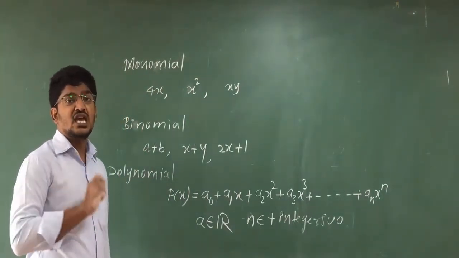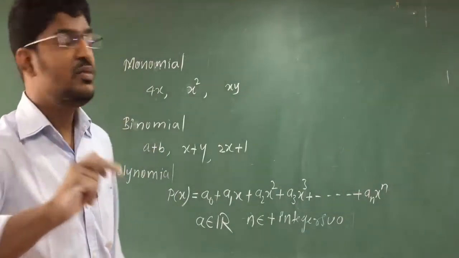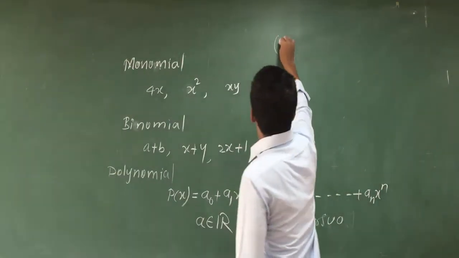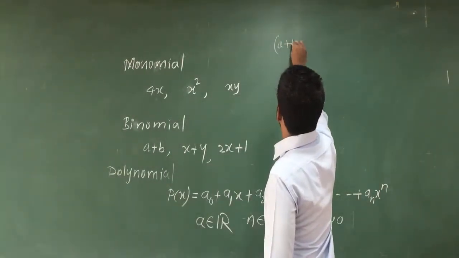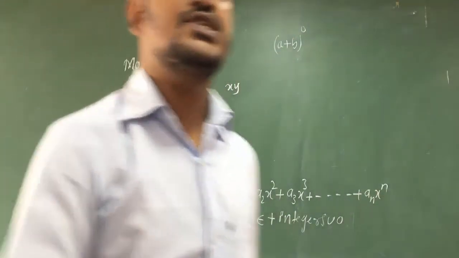Now let us see how to write the expansion of some of these polynomials. For example, see here, you can write (a+b) to the power of 0. What is (a+b) to the power of 0?